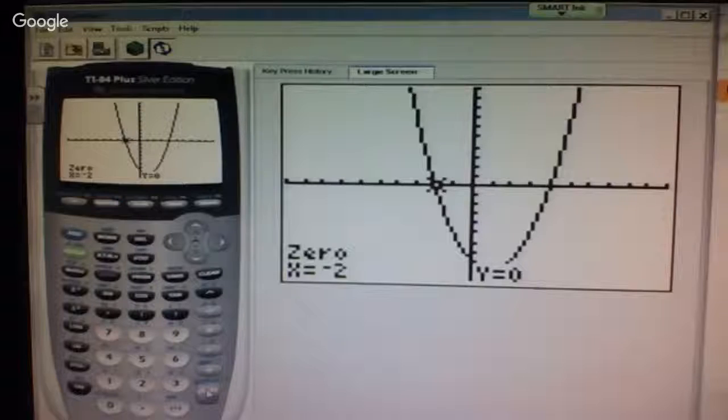Because heaven forbid this is on the SAT and you don't have a calculator. You're going to have to do this by hand. You're not going to be able to graph it. You're not going to be able to use all that. So the box method and the calculator way are two different ways to do the same thing.